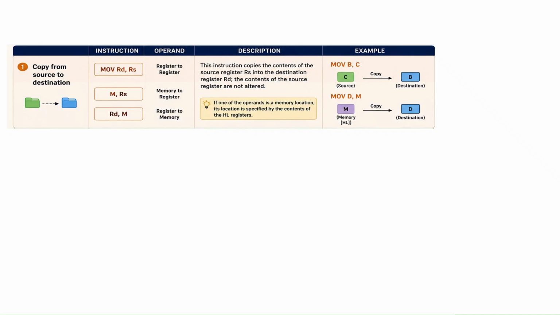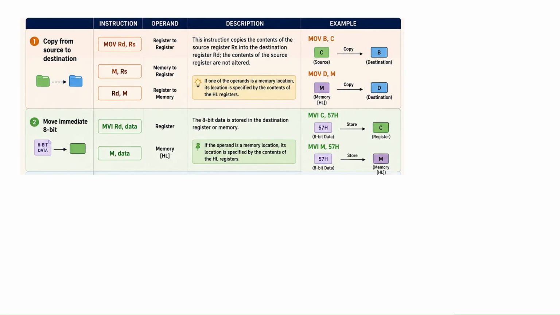Next up, we have MVI. MVI is an immediate data addressing mode. So MVI C, 57H means 57H is an 8-bit data which will be stored in C register.